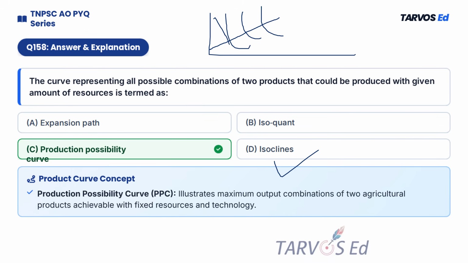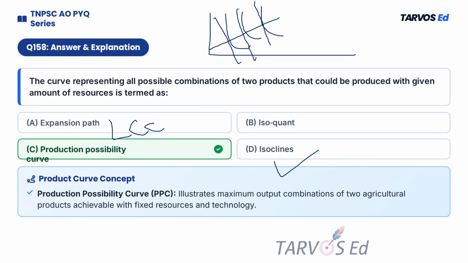And when we are connecting it with the price line or the budget line, the isocline which passes through the least cost combination, LCC. If it passes through LCC, we call it as expansion path. If it passes through the equal slopes of the isoquant, then we call it as isocline. Expansion path is nothing but it is a special type of isocline.